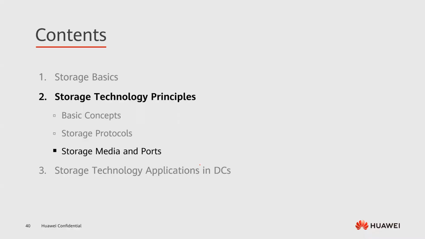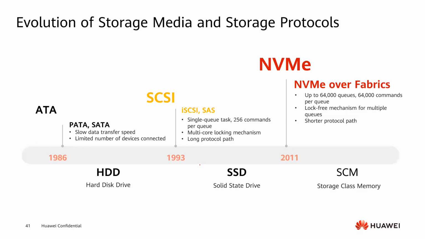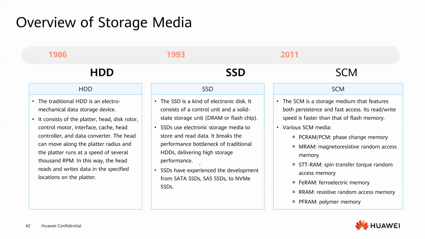And the third one of the storage technology principles, we are going to look at the storage medium and ports. It is about the physical features of the storage device. This is the evolution process of the storage medium and the storage protocols. In the overview of storage medium, we can separate the storage medium into three types: HDD, SSD, and SCM. The HDD and SSD are the most widely used.